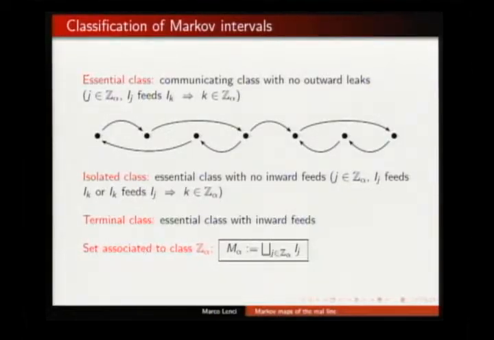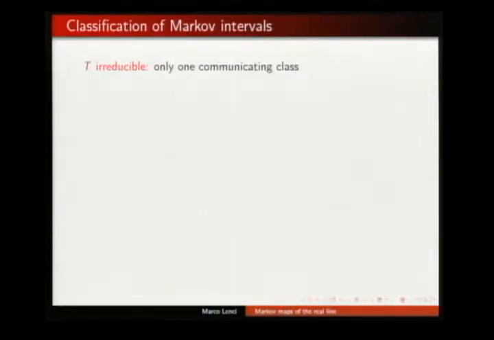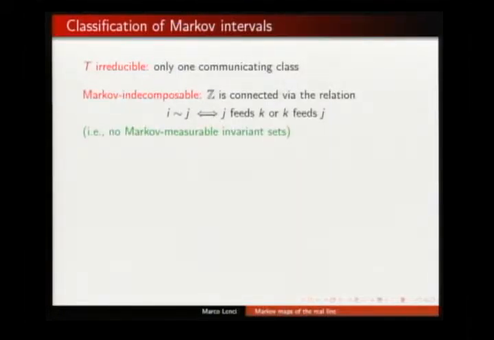Since we're talking about states, but really we are interested in intervals, these states represent Markov intervals on the real line. So to each essential class, you associate a set, which is the union of the intervals associated to the class. You call T irreducible if there is only one communicating class. This is a non-standard definition, really. Markov indecomposable is a little weaker definition.